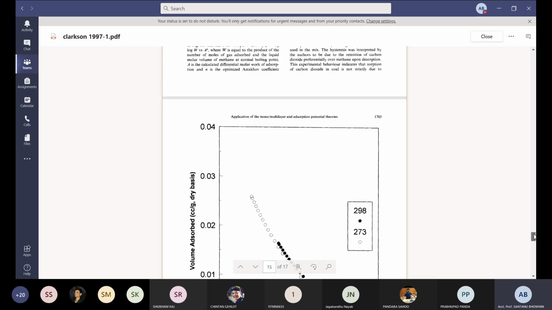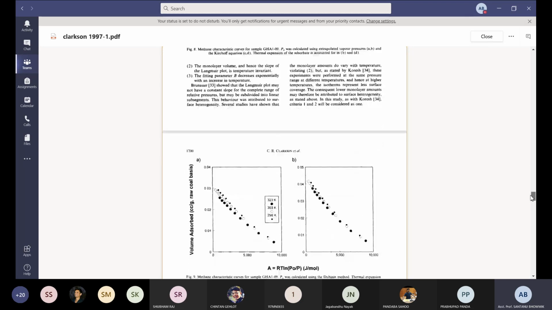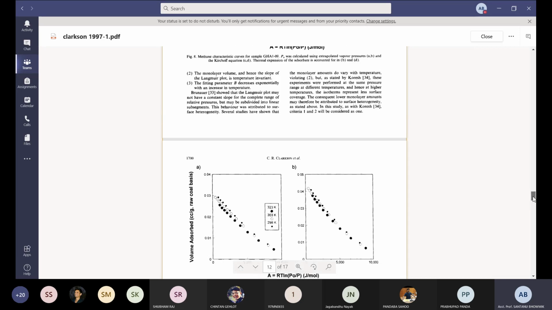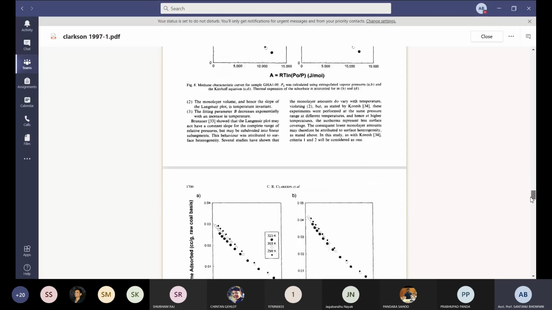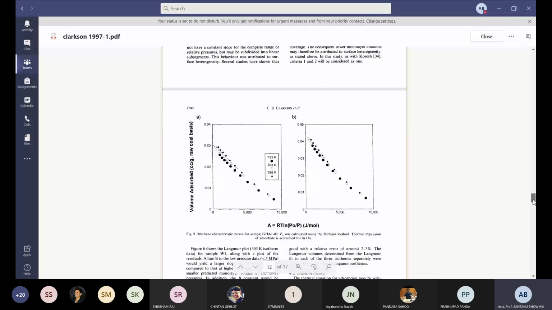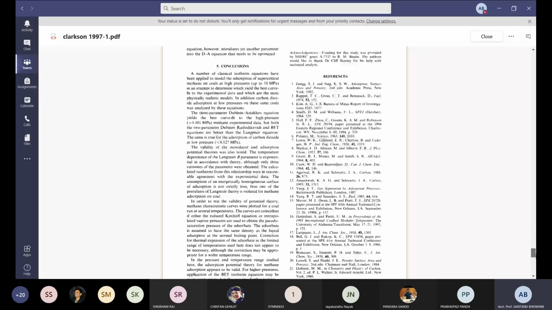Whereas in the methane graphs, if I show you earlier, you can see that for methane some differences are observed for this characteristic equation. In these two graphs, and also in this graph, the deviation is much less, whereas in this graph you can see a little bit of deviation for the adsorption potential and the volume adsorbed.